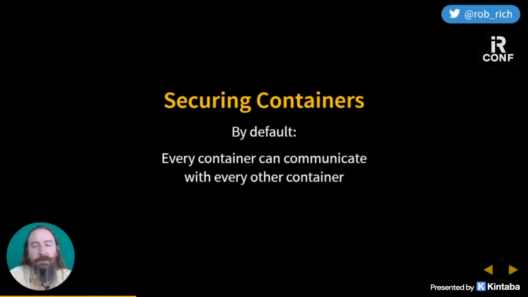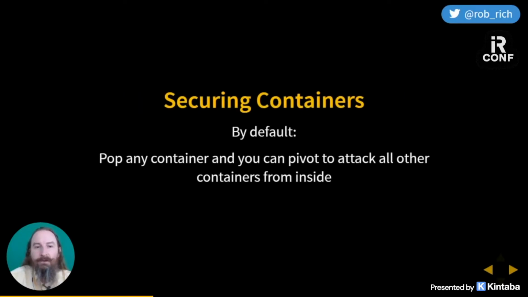So as we look at some of those pieces, we can take a look at some of the pieces that we need to do to be able to secure our containers. By default, every container can communicate with every other container in the network. Now, this is true of Docker and of Kubernetes. A Kubernetes namespace is not a security boundary. A Kubernetes namespace is an organizational boundary. Containers can still reach across the Kubernetes network to every other container in the cluster.